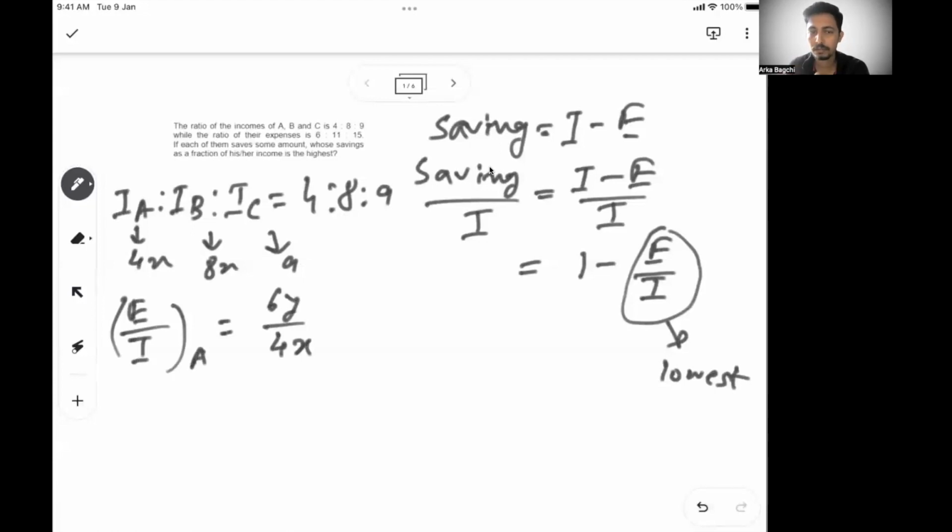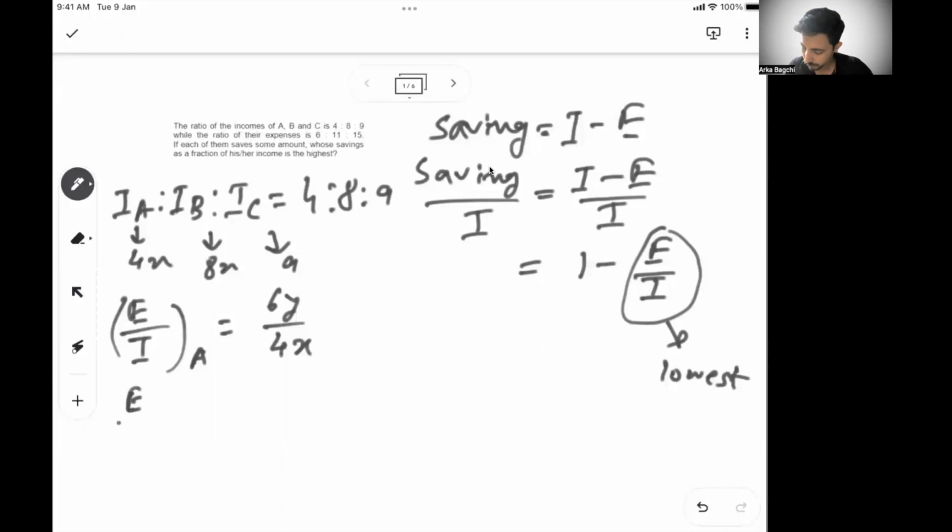So again, don't consider the same variable for both income and expense, because the total is different. There is no relation between the 4 there and 6 there. If you consider 4x there and 6x there, you are assuming there is a relation between the 4 given in income of A and the 6 given in the value of expense of A. So there is no relation between that 4 and 6. It has to be a different variable for a different entity. Income is a different entity, expense is a different entity, and that's why we said 6y by 4x.